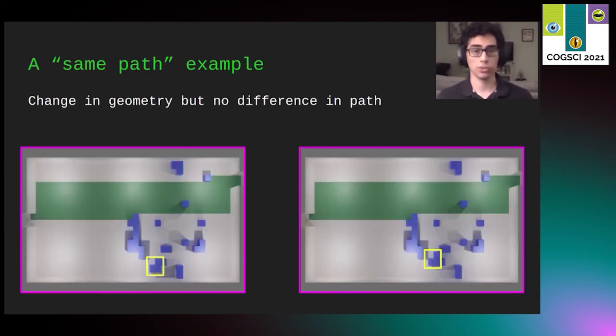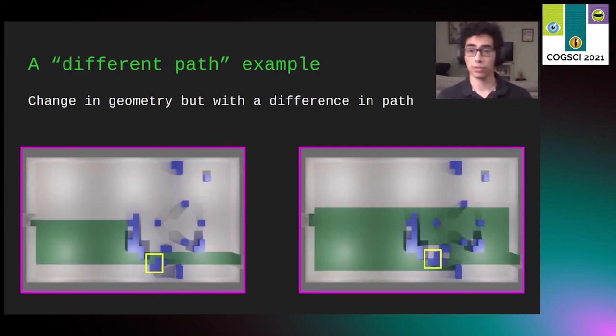Let's take a bird's eye view of these two trials to better see the shortest paths. I am again highlighting the change in geometry in yellow, but we are now also showing the aggregate of all shortest paths using this green color. You can now see that this is a same path pair where the change in geometry does not impact the navigational affordances. Contrast this to a different path example where we apply the exact same modification to geometry, but this time it impacts navigational affordances. We predict that people will more readily detect the change in geometry when it matters for navigation.